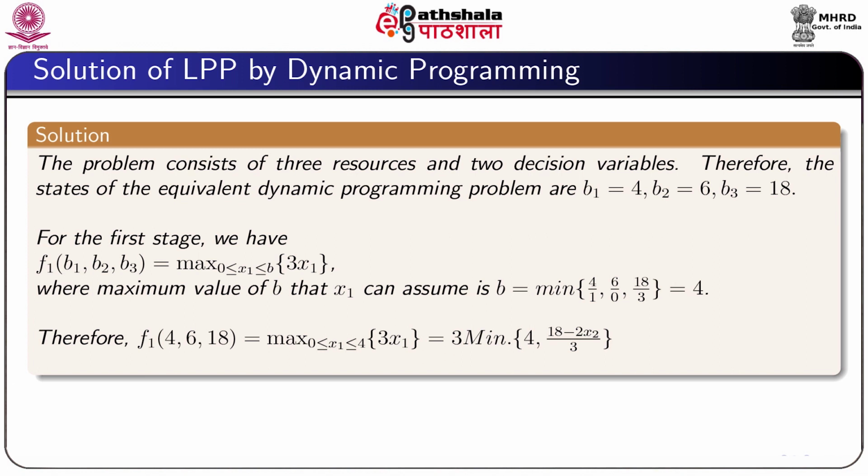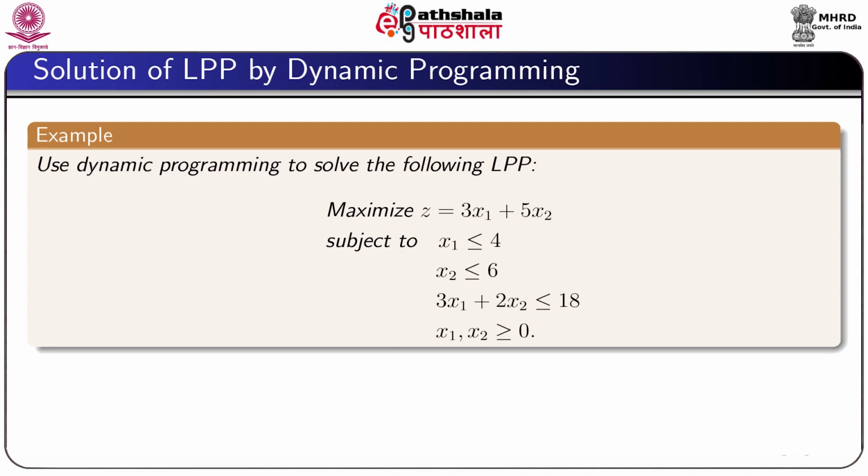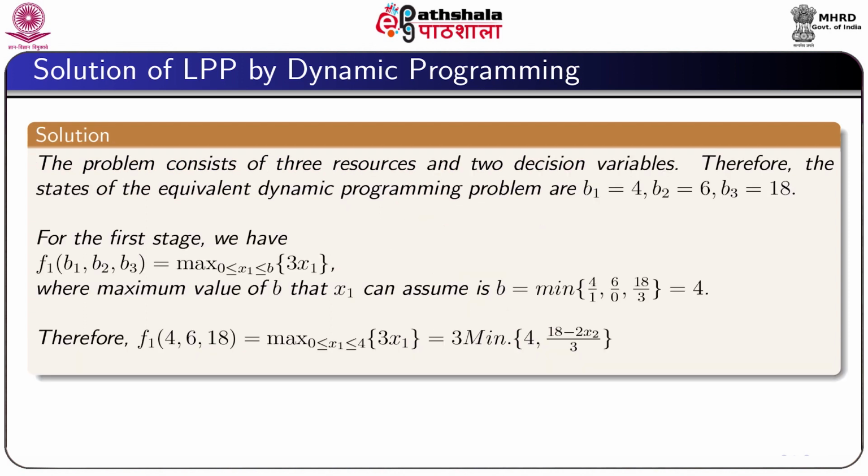Since x 1 is less than or equal to 4 from the first constraint and from the third constraint x 1 is less than or equal to (18 minus 2 x 2) by 3. Therefore, we have to consider the minimum of these two. Hence, we write 3 into the minimum of 4 and (18 minus 2 x 2) by 3.